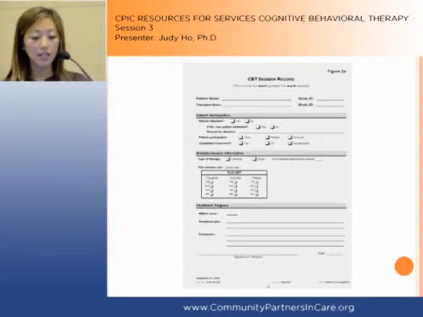And then finally, there is a section for treatment progress. So there's the PHQ-9 score, which you can document here, what your treatment plan is for this client, and any additional comments.